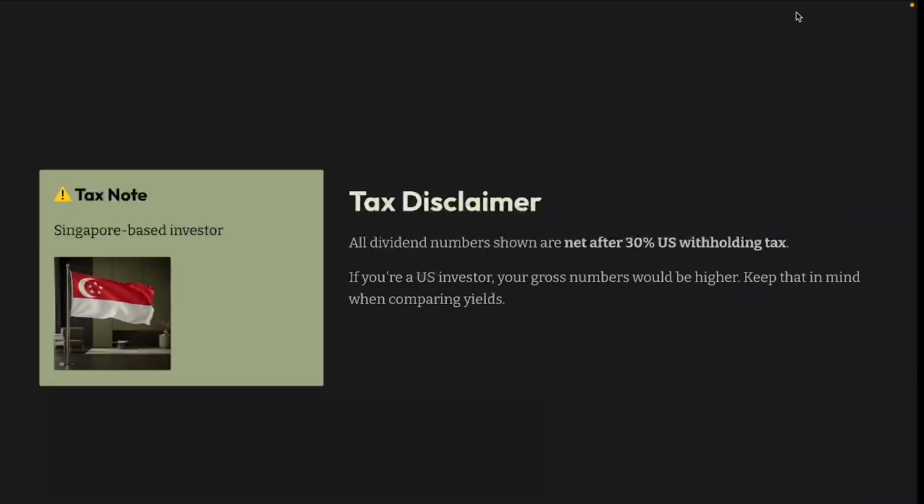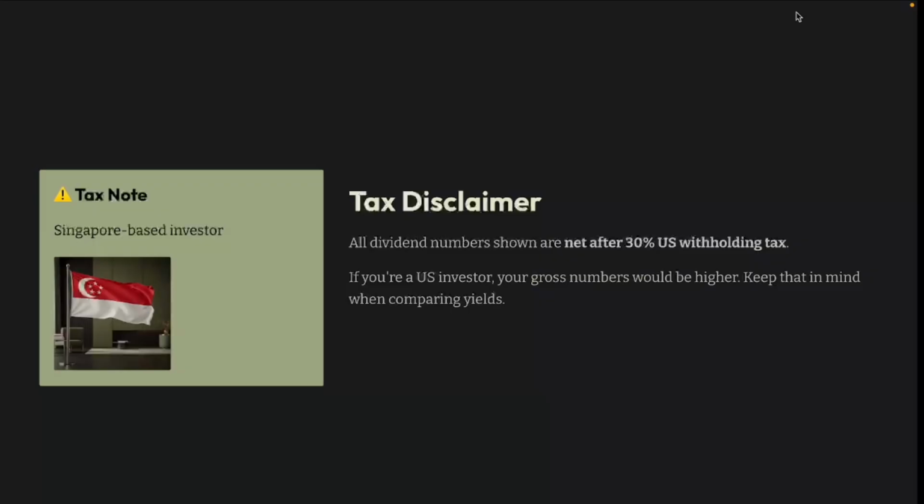Before we begin, very important clarification. I am a Singapore-based investor. All the dividend numbers you see here are net after 30% US withholding tax. So if you are a US investor, your gross numbers would look higher than mine. Just keep that in mind when comparing yields. Also, I took the snapshot of the portfolio on 28 February, so the value today when you watch the video will be different. And as always, this is not financial advice. Everything I say here is for entertainment and educational purposes. Please do your own research and invest based on your risk tolerance.